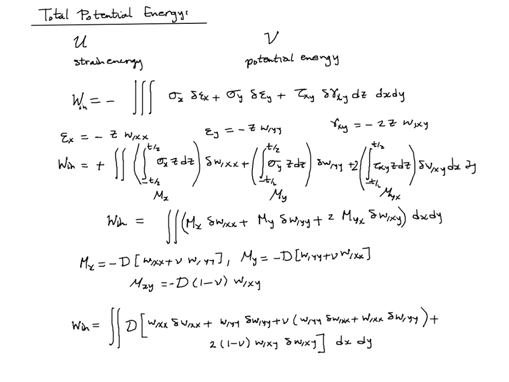We know that by definition, the variation of strain energy is minus the virtual work done by internal forces. By the way, there is a minus sign here, of course, because of all these minus signs in the definition of the stress resultants. So this already gives us an equation for delta U.